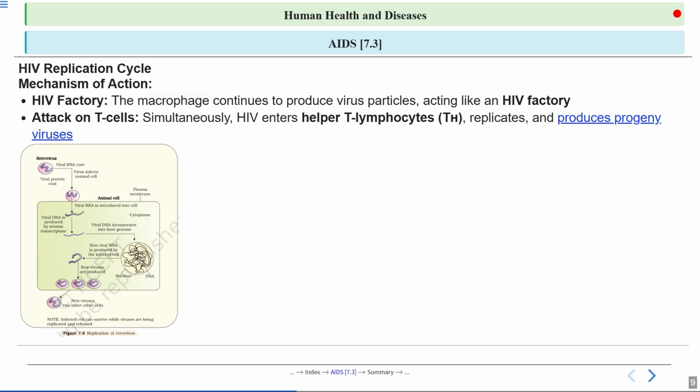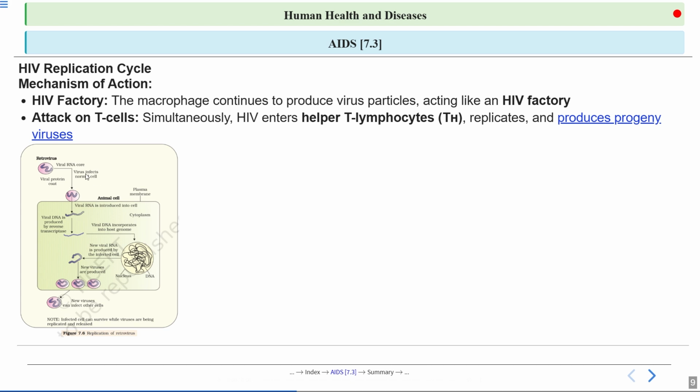Now here in this image, you can see an image that summarizes the HIV replication cycle. You can notice how the virus enters here, uses the cell machinery to make more viruses and then releases them to infect other cells. So this cycle is what makes HIV such a persistent and challenging virus to control.